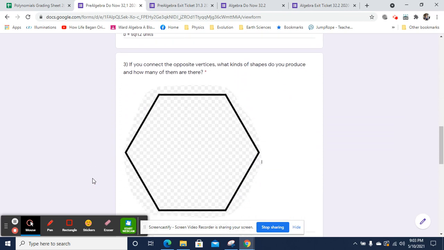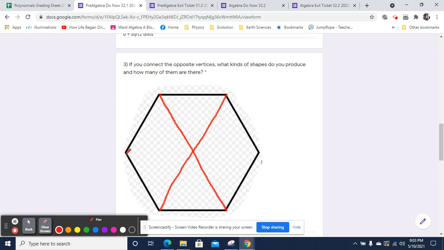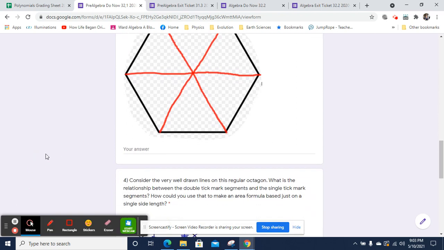If we connect the opposite vertices, what kind of shapes do we produce? So what I mean by that is we're drawing a line here. That's opposite vertices. There's opposite vertices. And those are opposite vertices. So what we produce are 6 equilateral triangles.